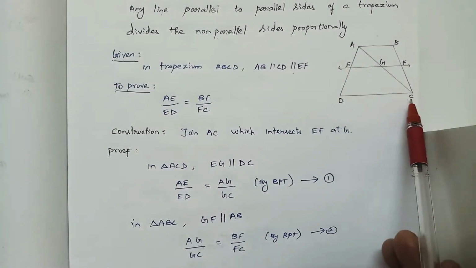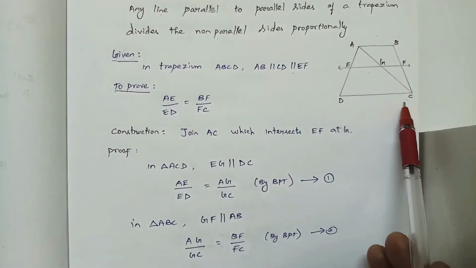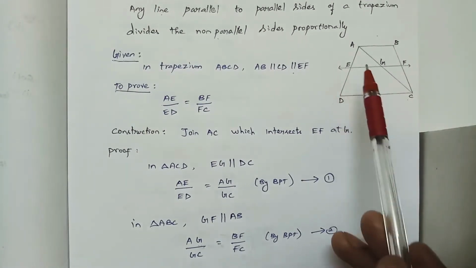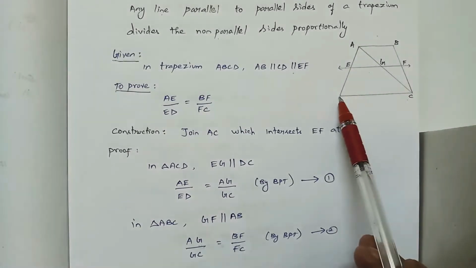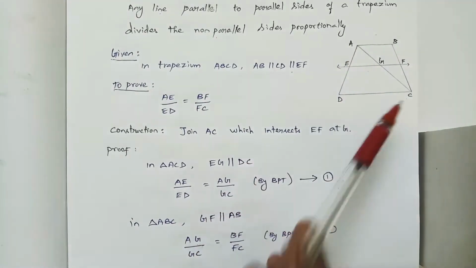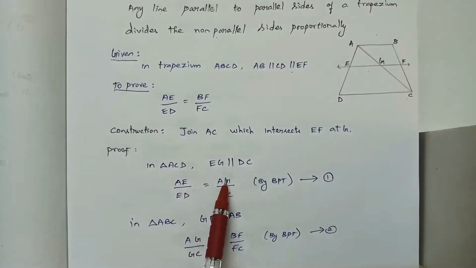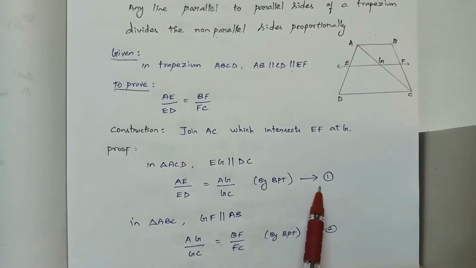EG is parallel to DC, then by BPT, AE by ED is equal to AG by GC. AE by ED is equal to AG by GC. Right? Take it as equation number 1.